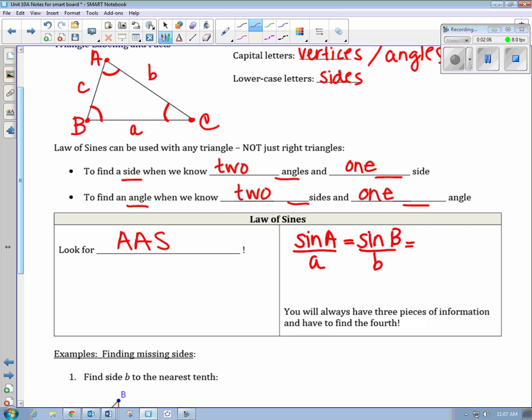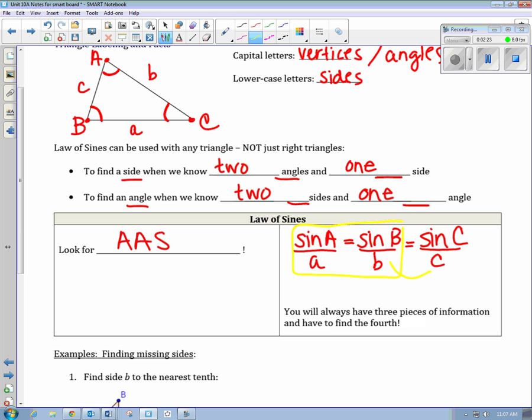This formula continues on and actually says sine of C over C, but we're only picking two of them to work with at a time. So maybe we'll pick these two, or maybe we'll pick these two. So the formula has three things in it, but we only use two at a time.